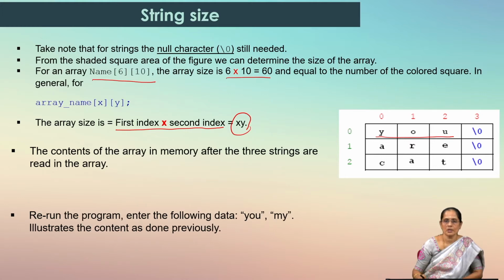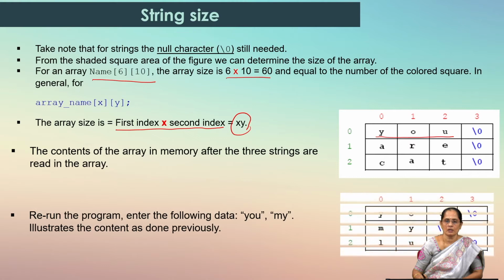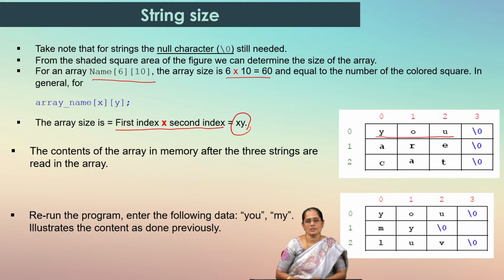So, how has it turned out now? We can see the way it is stored. The first string is with the value YOU, the second string continues with the value MY, and we can see that there is one more string assigned with the value LUY, right. So, this illustrates how the content can be handled in memory.